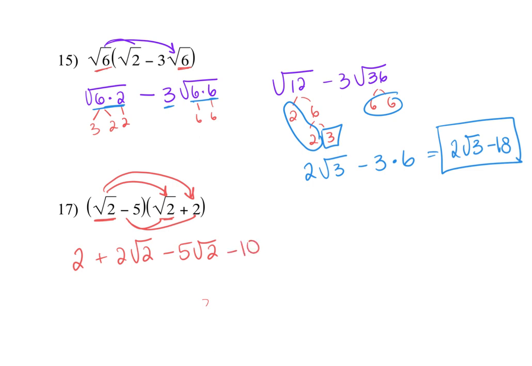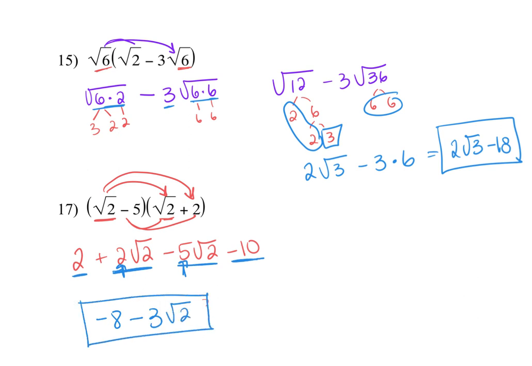So I'm going to look at this and say, can I simplify this anymore? Well, yeah, I can actually. I have basic integers here. 2 minus 10 is negative 8. And I have like terms here. My square root is the same index, obviously square, and then my radicand is both 2. So I can say 2 minus 5. That'll give me a negative 3 square root of 2. And now that is as simple as it gets.